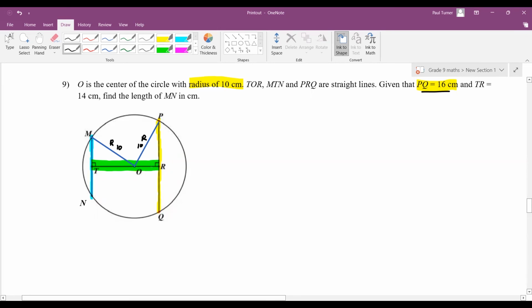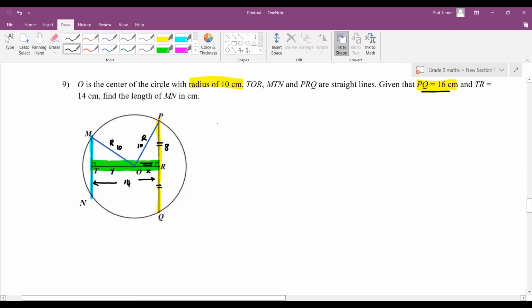And as this line bisects the chord, this would be cut in half. Okay, so if PQ is 16, PR must be 8. Okay, and also TR is 14. We should label that. So this is 14 here. Okay, so then the first thing to do is get OR. We can't get MN yet because we don't have enough information for this green line. So we'll call that X and I'll call that Y.